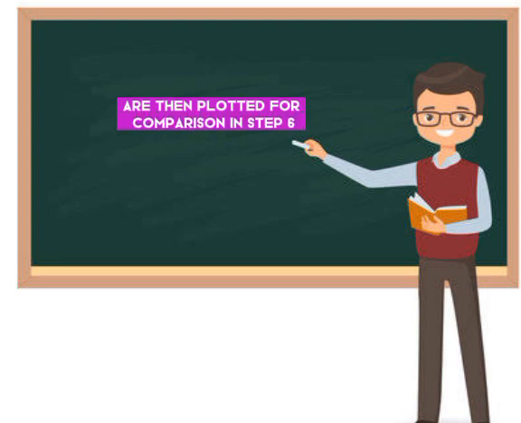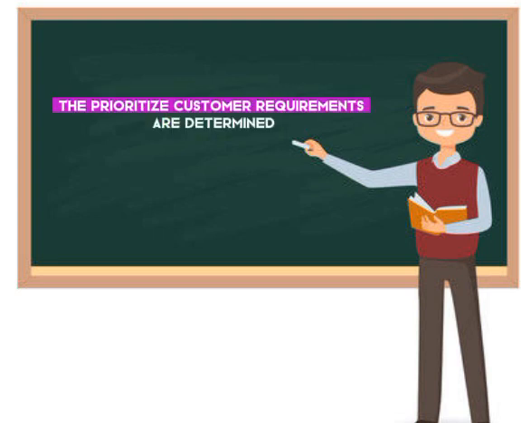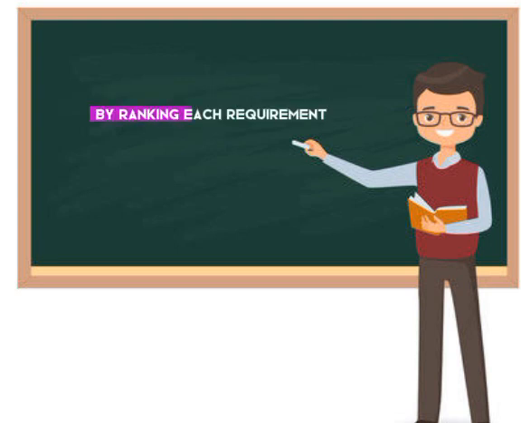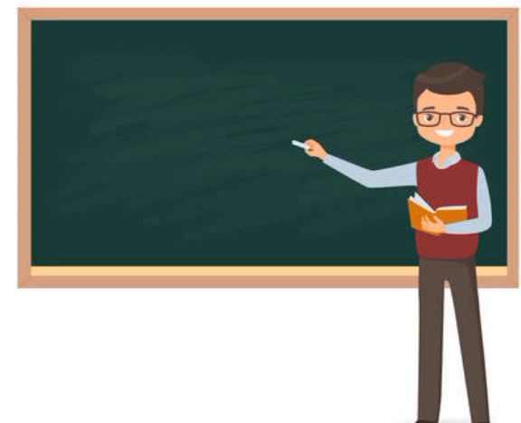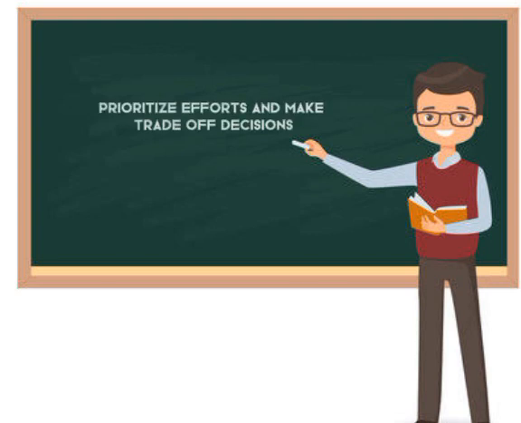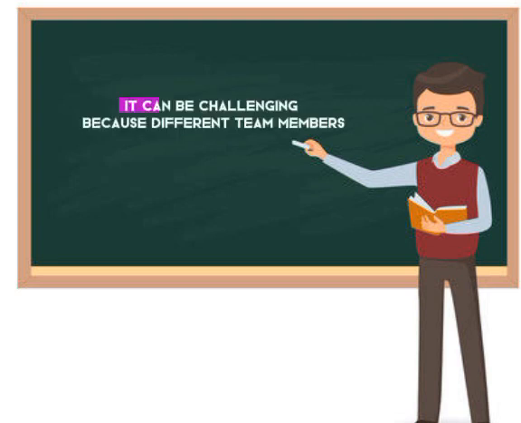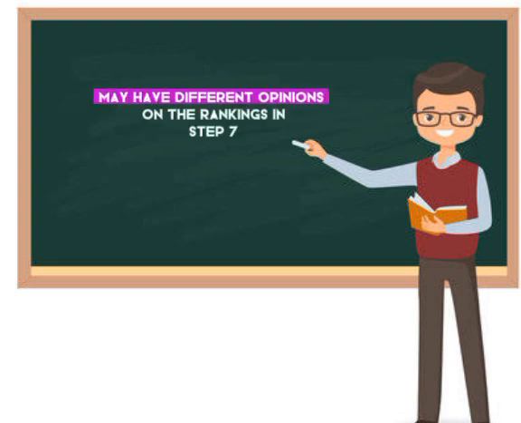In Step 6, the prioritized customer requirements are determined by ranking each requirement based on its importance to the customer. The QFD team, or a focus group, assigns a rating from 1 to 10, with 1 being the least important and 10 being very important. These importance ratings help prioritize efforts and make trade-off decisions. It can be challenging because different team members may have different opinions on the rankings.